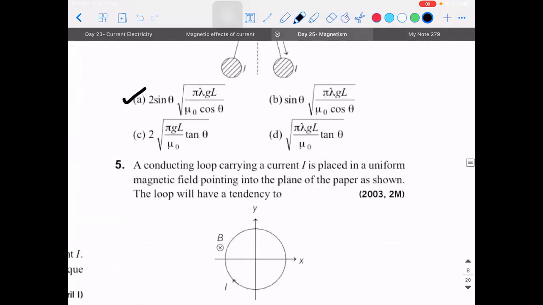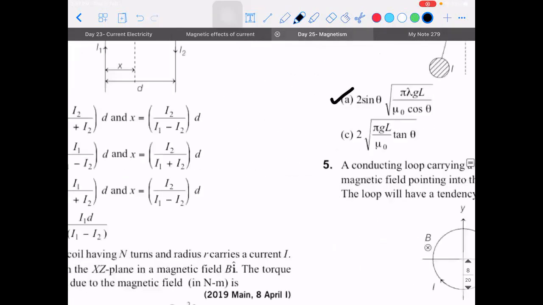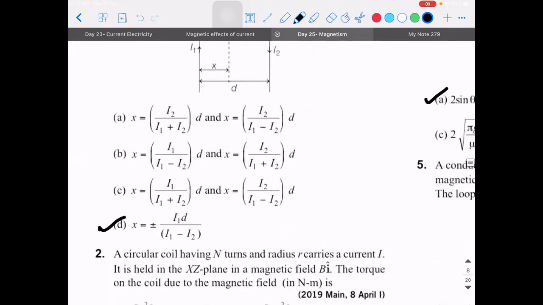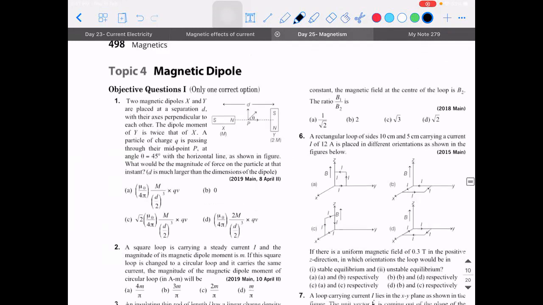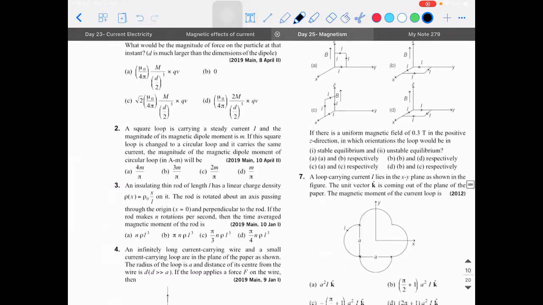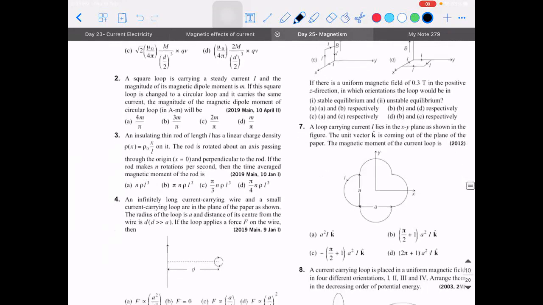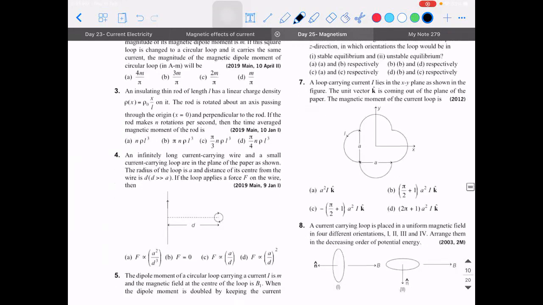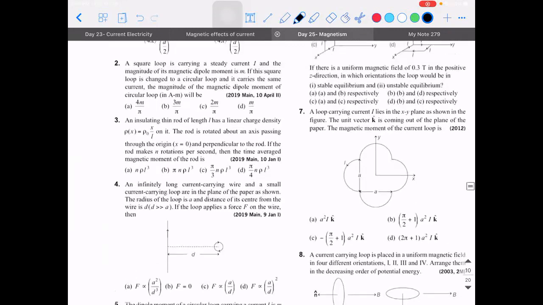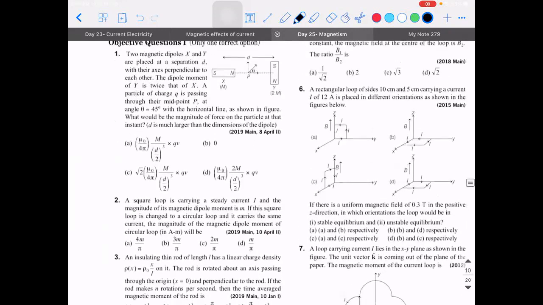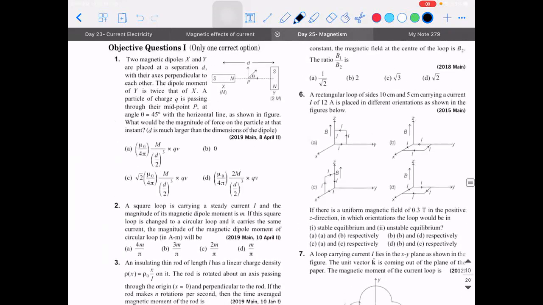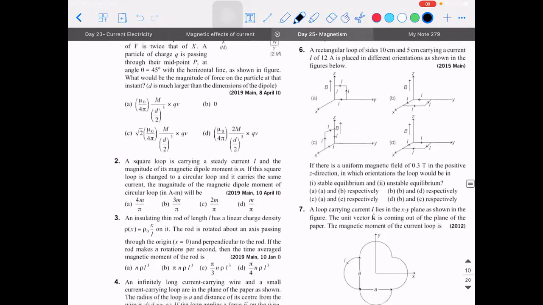So this is all about the force per unit length. Remaining problems you can try. We'll do some problems which are based on magnetic dipole. We'll do magnetic dipole based on only current carrying conductors, not based on the magnets. So we'll start with second one.